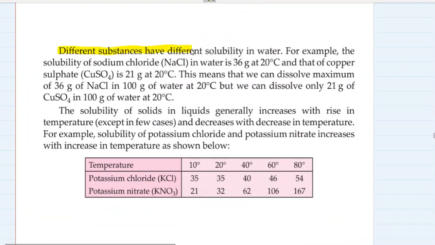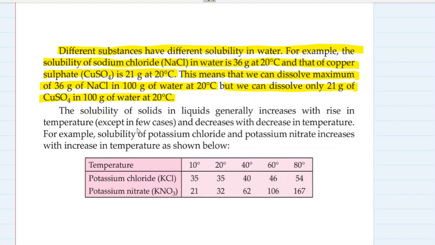Different substances have different solubility in water. For example, solubility of sodium chloride is 36 grams at 20 degrees Celsius in 100 grams of water, and that of copper sulfate is 21 grams at 20 degrees Celsius. This means that we can dissolve a maximum of 36 grams of NaCl in 100 grams of water at 20 degrees Celsius, but we can dissolve only 21 grams of copper sulfate in 100 grams of water at 20 degrees Celsius.